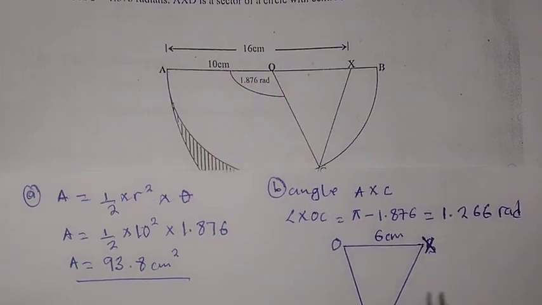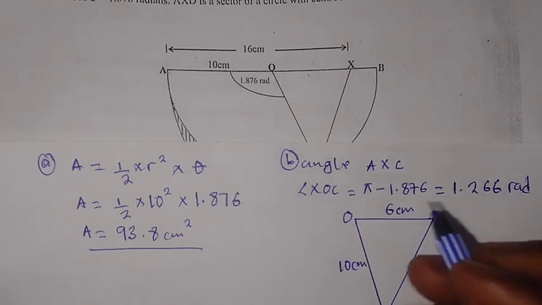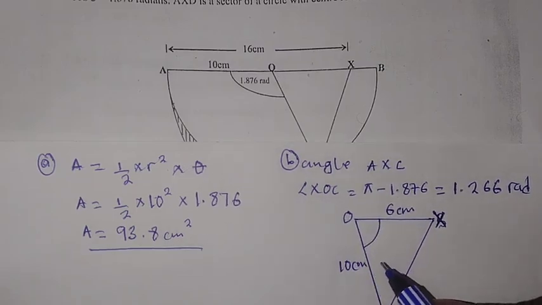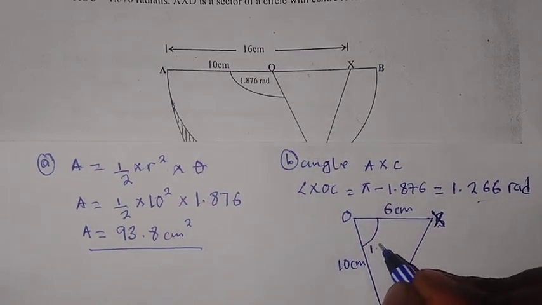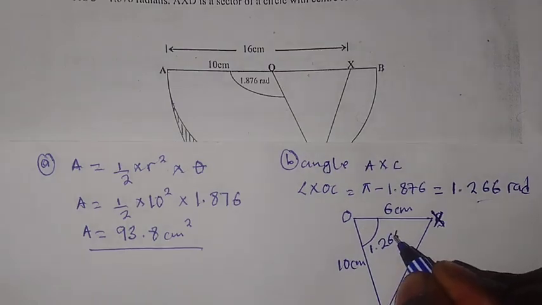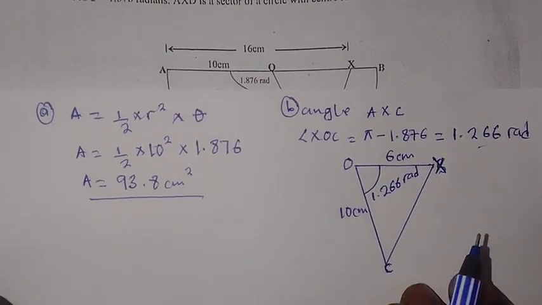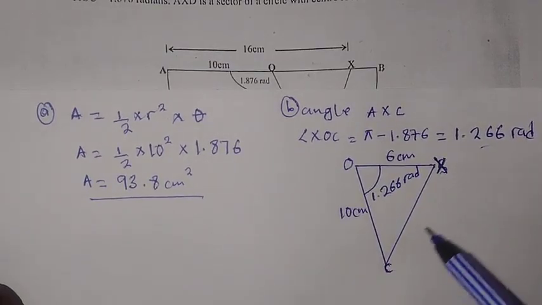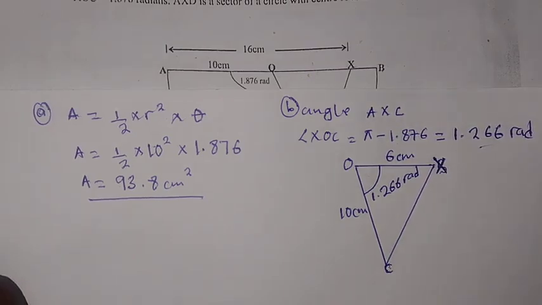Then here it's a 10. Here, it's also a 10. Then here we have an angle in radians, which is the angle that we found: 1.266 rad. Okay. Now, I'm saying we need to find this side, CX. So how do we find CX?